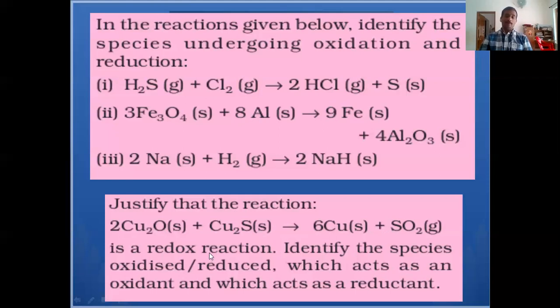So you have to find out the oxidizing agent and the reducing agent. Here sulfur is undergoing oxidation. S2- is oxidized to S +4, so it is the reducing agent. And Cu+ is reduced to Cu, and that is the oxidizing agent.